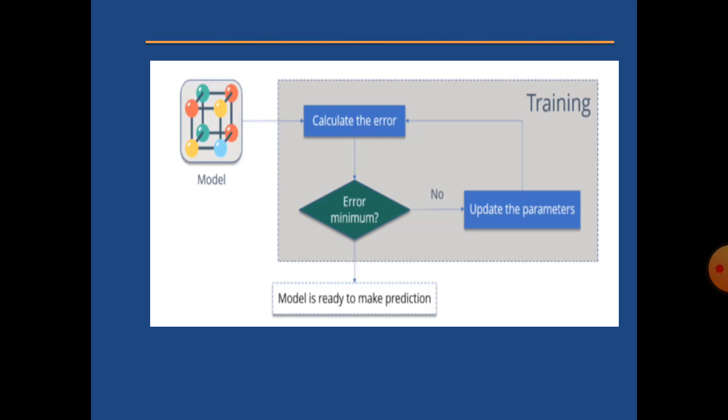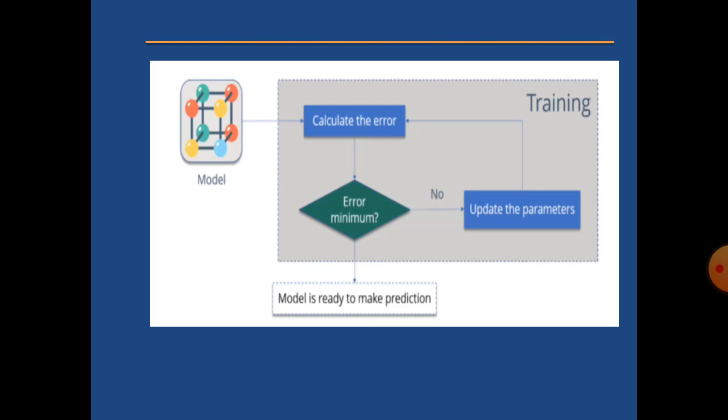Calculating the error means what? That is nothing but the difference between the desired output and the actual output. How far is the model from the expected output? Suppose you have expected something, how far is the model which was constructed by us from the expected output? If the error is more, then we have to minimize the error.